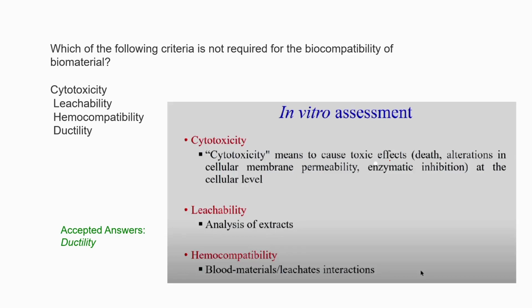The other options such as cytotoxicity, leachability, and hemocompatibility are all in vitro experiments to assess the biocompatibility of the material. Cytotoxicity basically means to cause toxic effects at the cellular level. The material and the cells are incubated together, and based on death or alterations in cellular membrane permeability, enzymatic inhibition, based on estimation of these parameters, we can check the cytotoxicity.